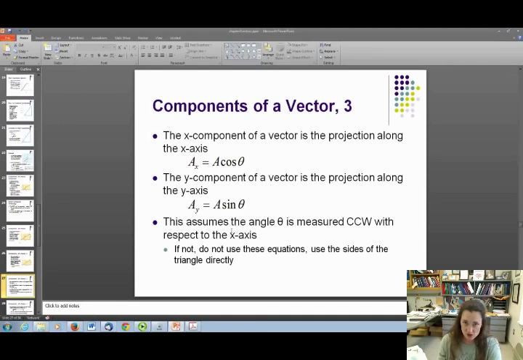This assumes, of course, that my angle theta is measured counterclockwise with respect to my x-axis. If the angle is defined with respect to some other axis, say the y-axis or the negative x-axis, then you have to do one of two things. You have to figure out the angle from the plus x-axis swinging counterclockwise, and that's pretty easy to do by adding or subtracting 90, 180, 270 degrees, okay? Or you can not use these equations and just use trig, okay? So if you like trigonometry, go for it. Otherwise, you can figure out the angle as it swings counterclockwise from the plus x-axis.